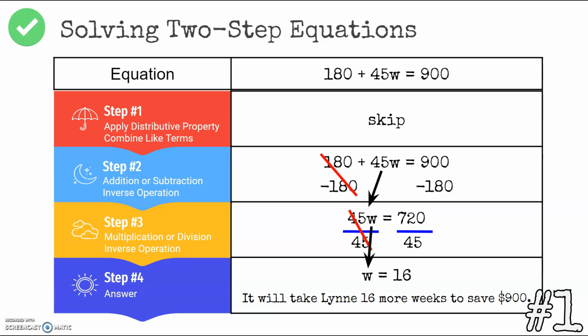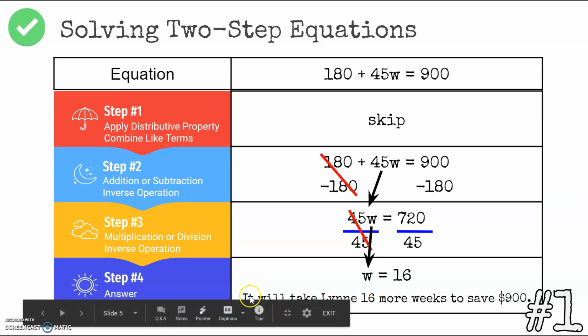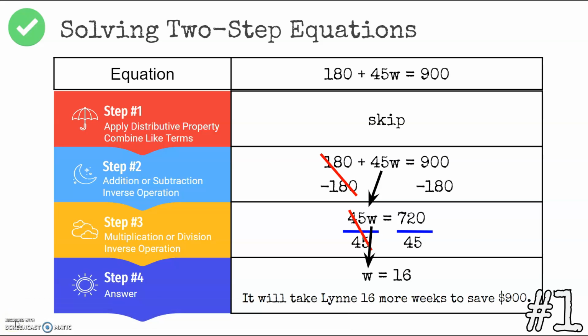You need to write a statement to answer the word problem. You cannot just give the numerical answer or W equals 16. That doesn't mean anything to anybody. So in order for this to be counted correct, it needs to be in the form of a statement. All right, you should have all of that, and then we'll go ahead and move on to the next question, number 2.